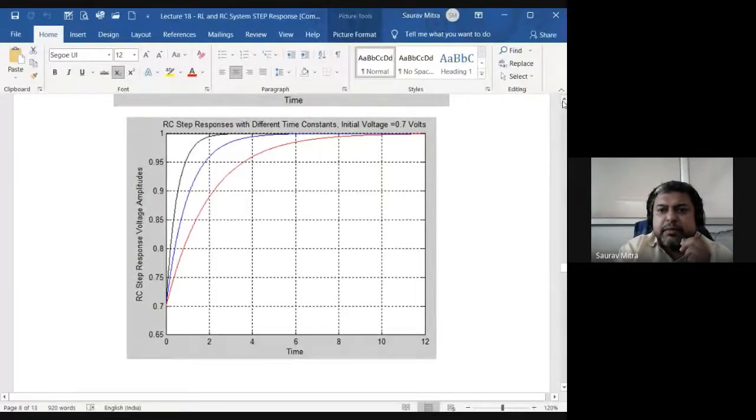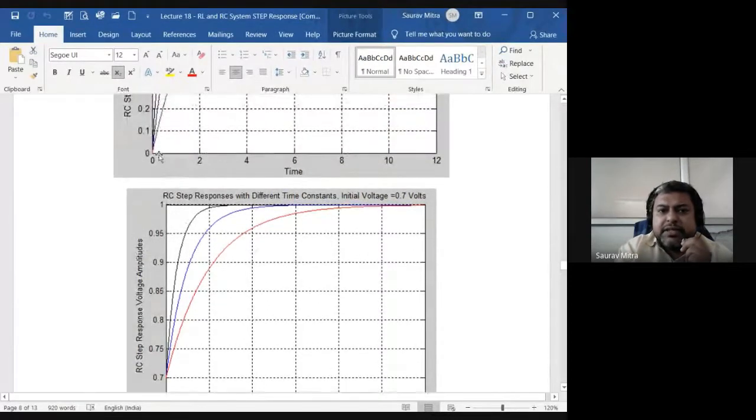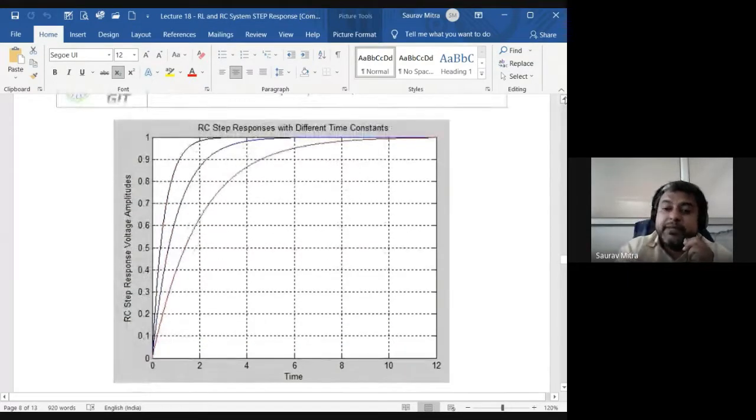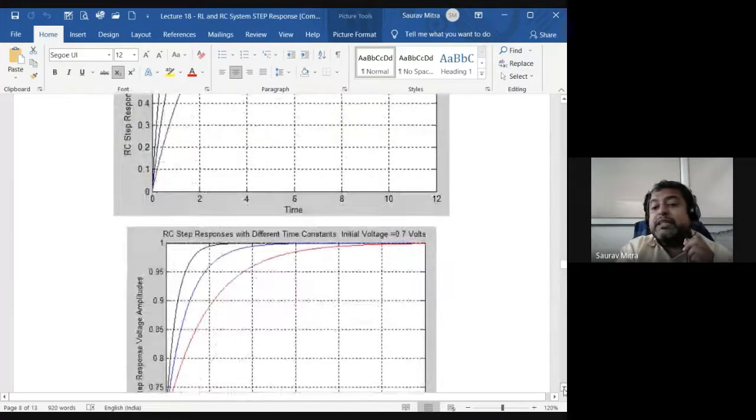Just see the bottom part of the previous graph. It was starting from 0. Because in this case V0 was 0 and it was going up to 1. So the final value is the same. Final value cannot exceed 1 because the input we have connected is a unit step. So the capacitor will go up to 1 volt only. It cannot cross 1 volt and go higher.